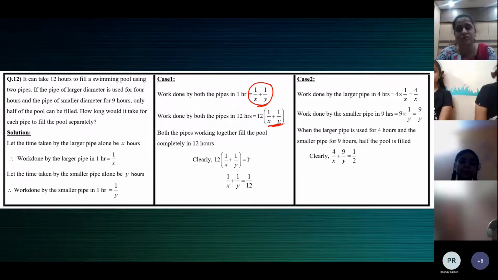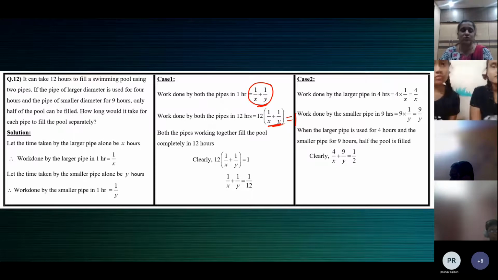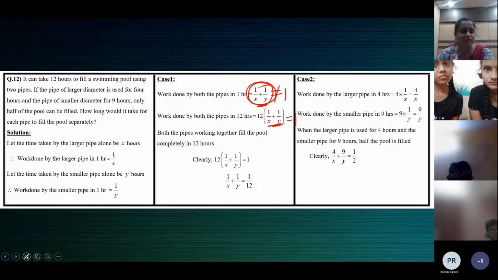But what happens at the end of 12 hours? The pool is completely filled. That means this is equal to 1. The fraction becomes 1. When does the fraction become 1? When the work is done. When you finish the task completely, the fraction becomes 1. And this one is not 1, because the pool is not completely filled here. When is the pool completely filled with water?